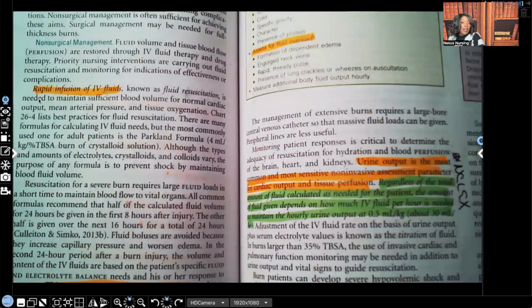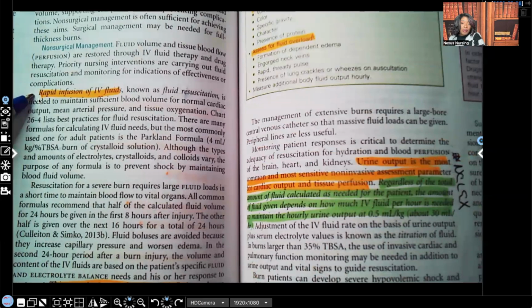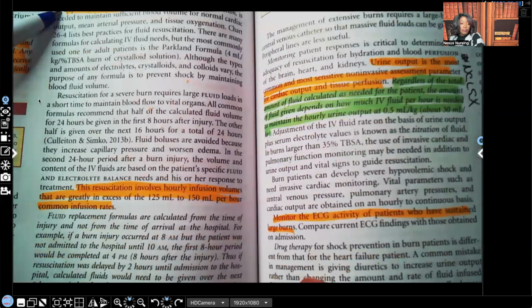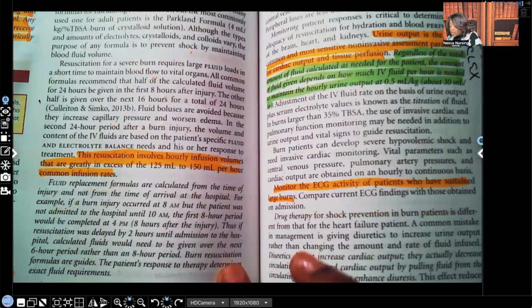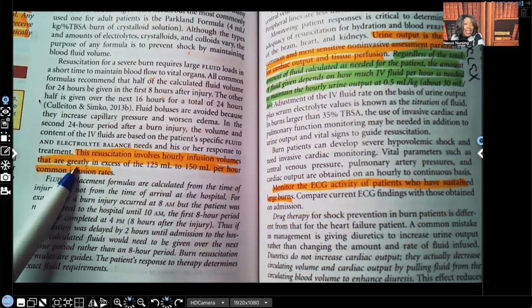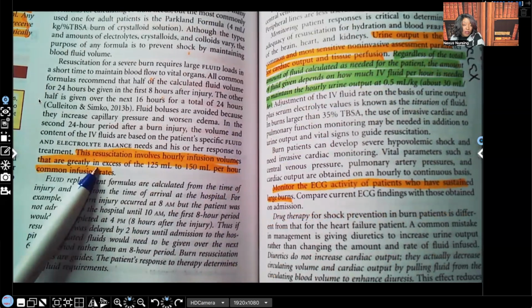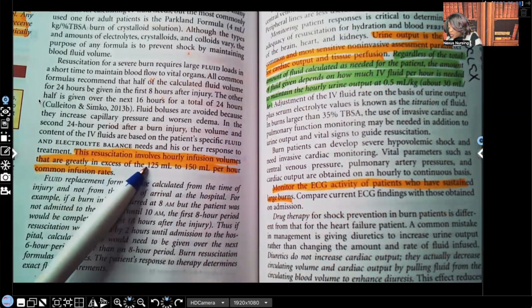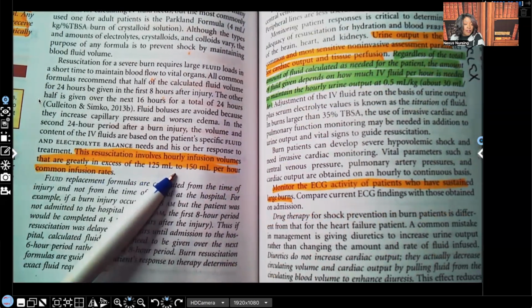Rapid infusion of IV fluids. Again, we're going to be giving those IV fluids hard and fast. I'm not reading all of that, but guys can pause this and read it on your own. Resuscitation involves hourly infusion volumes that are great in excess. Remember, I told you we are giving those fluids hard and fast. It is greatly in excess of 125 milliliters to 150 milliliters per hour.